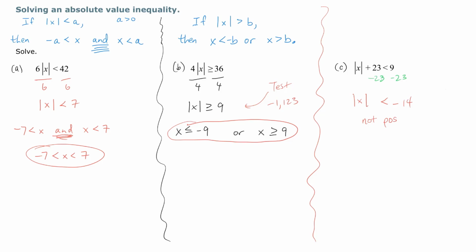And what do I mean by nonsense? This does not make any mathematical sense. This has no mathematical sense. So this is not possible. We shouldn't even be writing stuff like this. So we need to say no solution.